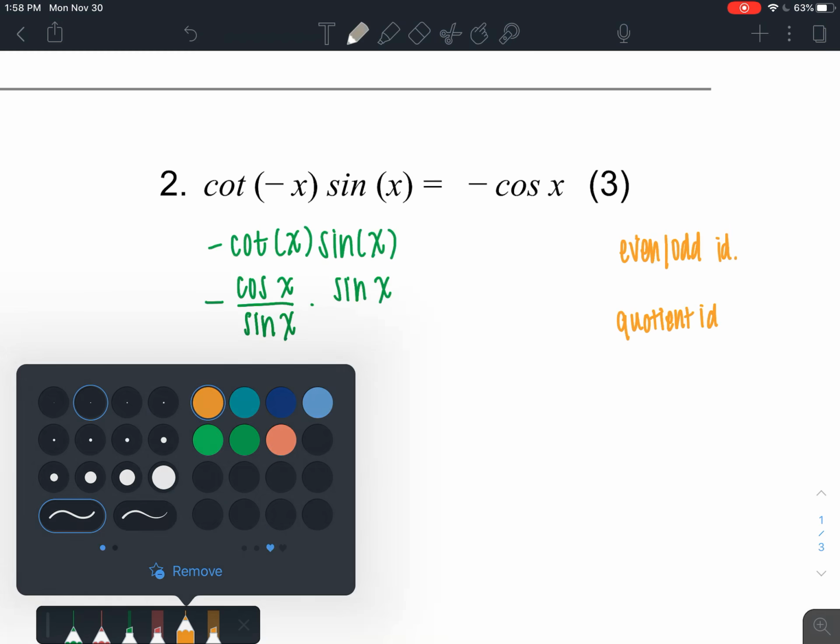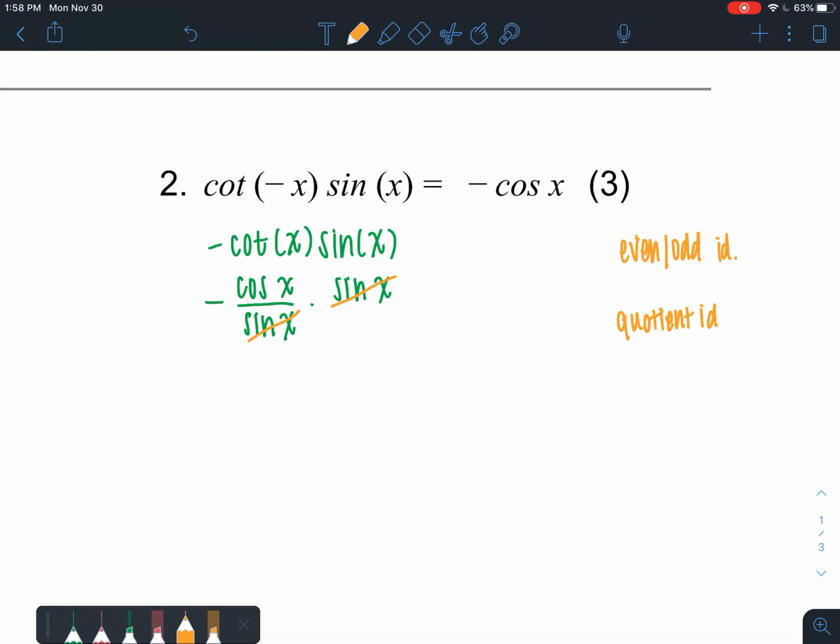You'll notice that these sines cancel out because that's multiplication. And so we're left with negative cosine of x. And to get there, we used just multiplication or simplifying. We get negative cosine of x. Negative cosine of x is what we wanted. So we're done with that identity.